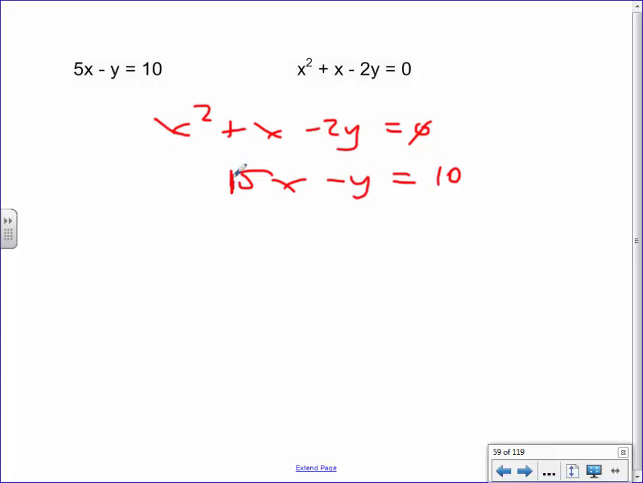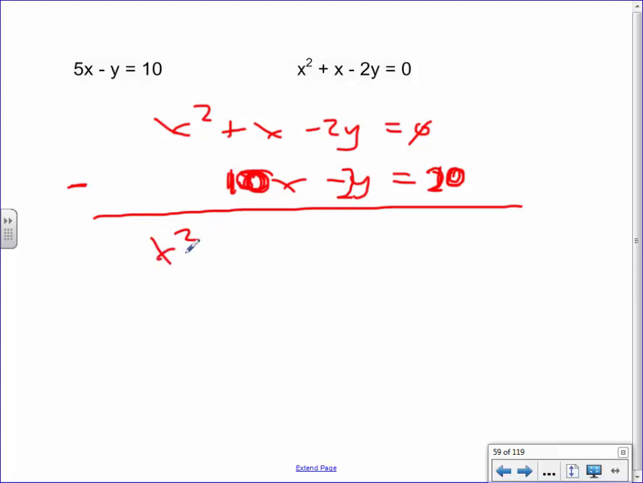So I'm just going to write over top here. I'm going to double this 5 to a 10. I'm going to double this y to a 2y. I'm going to double this 10 to a 20. That's mathematically valid. Well, now I just need to subtract these equations. What is x squared minus, I'm not saying anything on purpose. What is x squared minus, well, it's still x squared, right? Because I don't have any other x squared to subtract from. What is x minus 10x? Minus 9x?